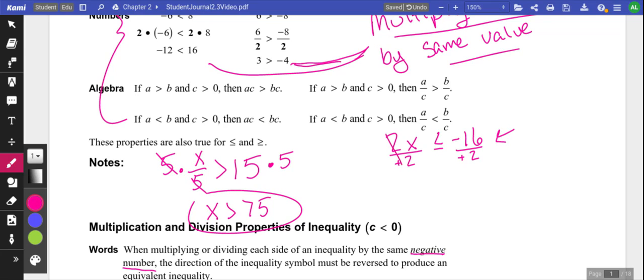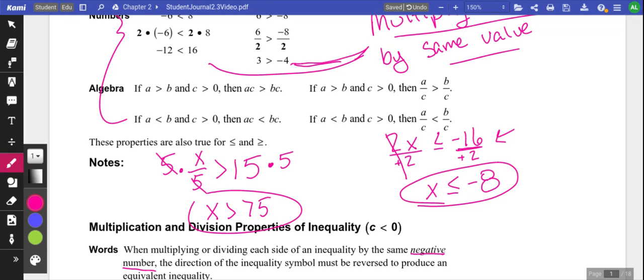So my 2's cancel out. I'm just left with x is less than or equal to negative 16 divided by positive 2. That leaves me with negative 8. Just because I have a negative here or I get a negative answer does not mean I need to flip my sign.